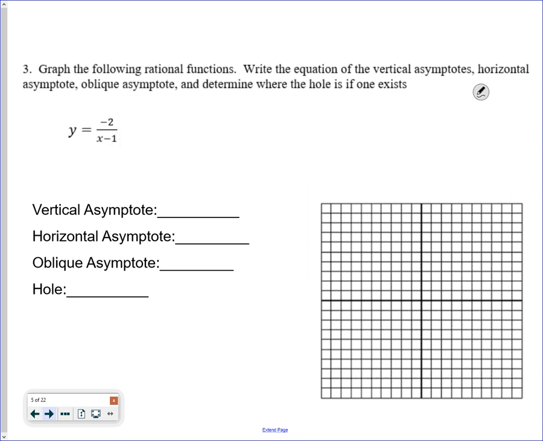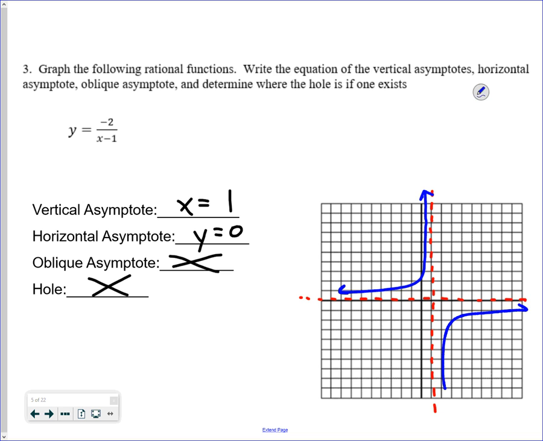All right, so next, the vertical asymptote is when the denominator is 0, so when x equals 1. Horizontal asymptote, because the degree of the top is smaller than the degree of the bottom, it's automatic, y equals 0. There's no oblique and nothing cancels, so there is no hole. Going back over here now, x equals 1 would be a vertical asymptote. Y equals 0 would be a horizontal asymptote. And then you're testing a value. It ends up going in this area along the asymptotes and in this one along the asymptotes.